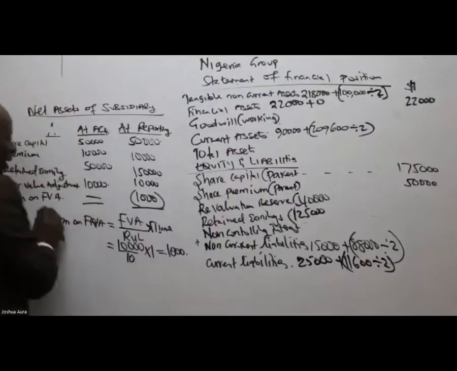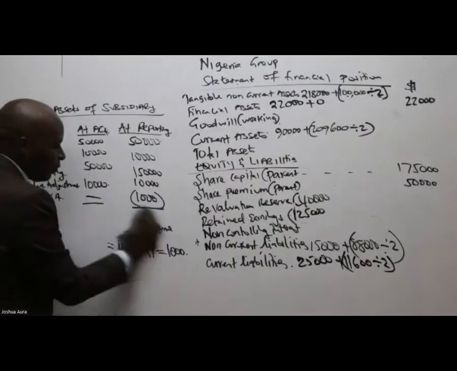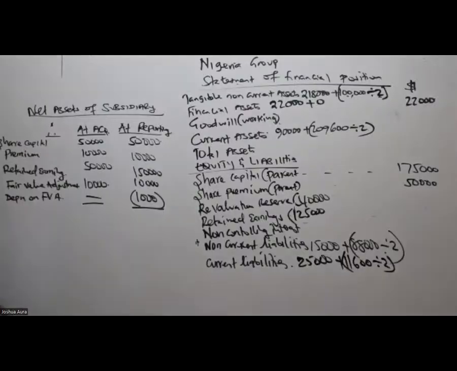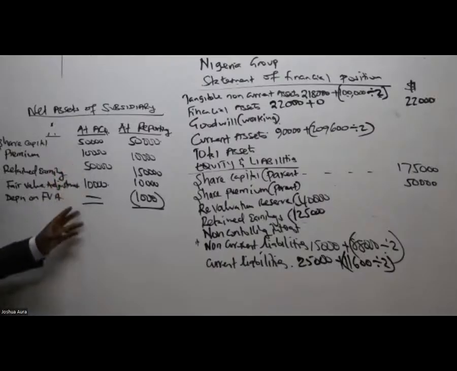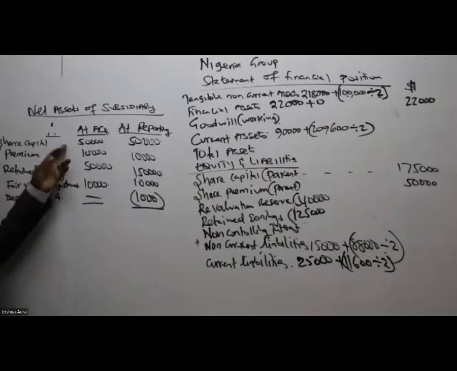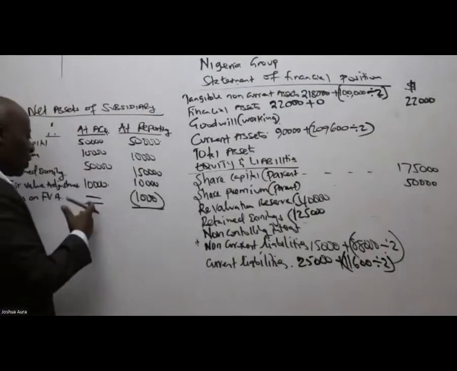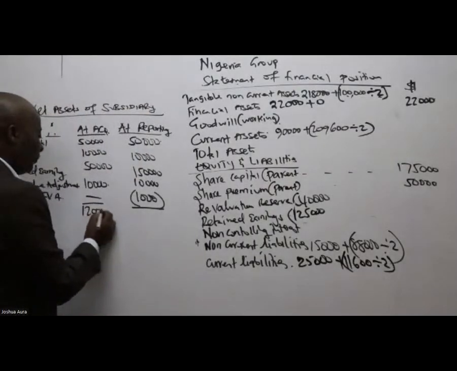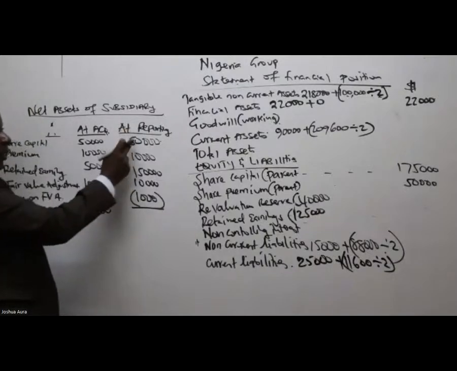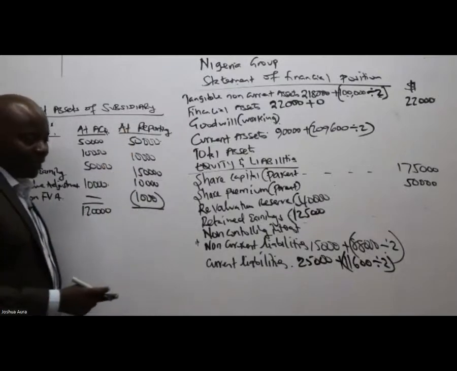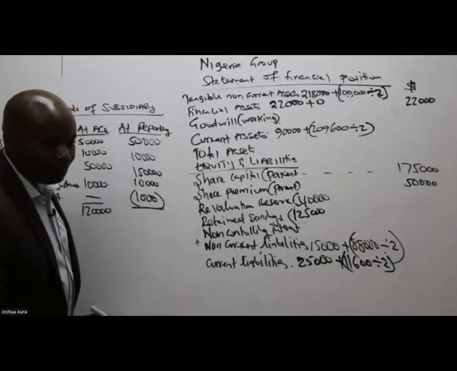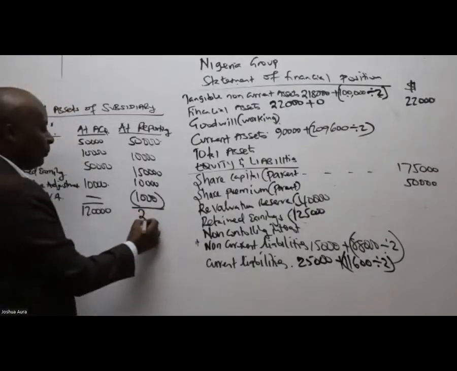Very important thing. So can somebody come and give me the total net assets at acquisition? Total net assets at acquisition. Can somebody give me something here? So we have here 120,000. Thank you very much. Yes. How about net assets at reporting? 210,000.